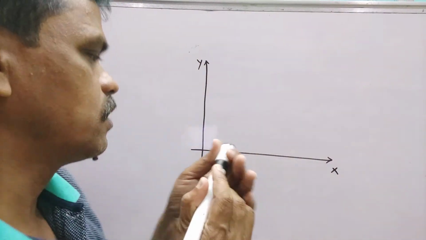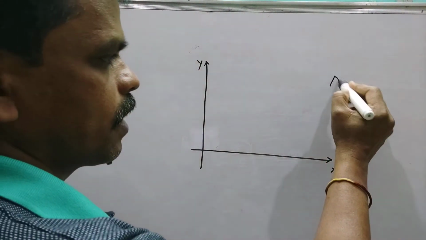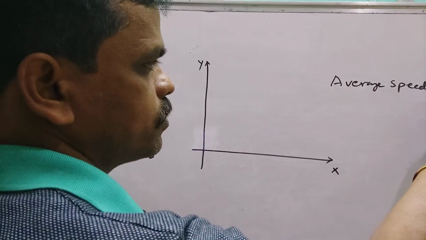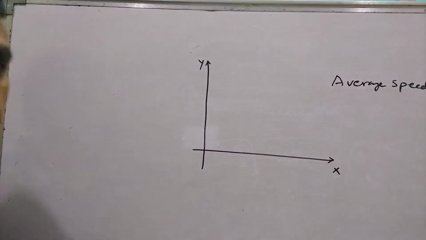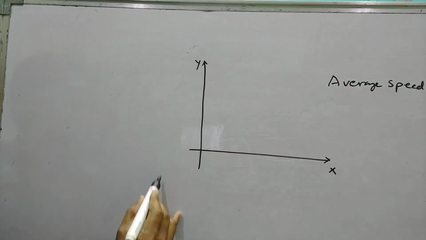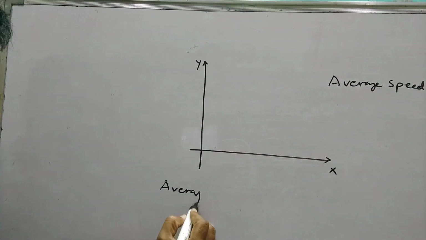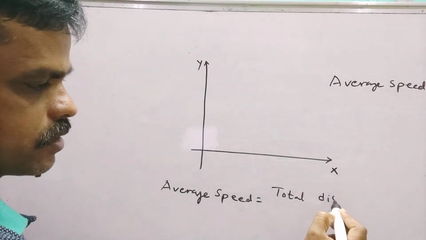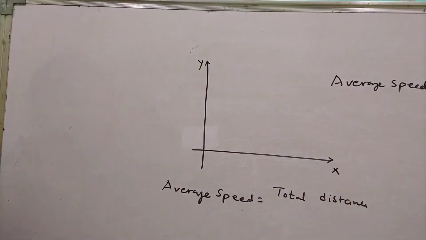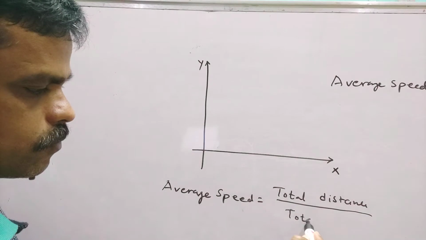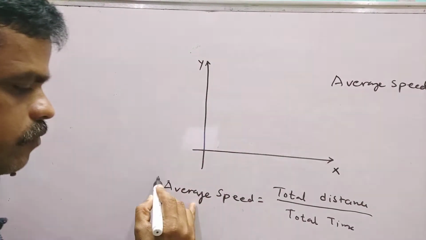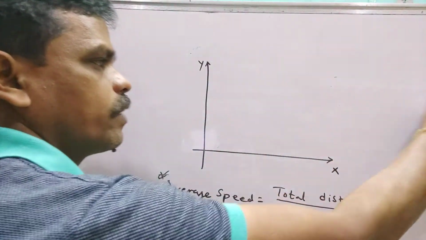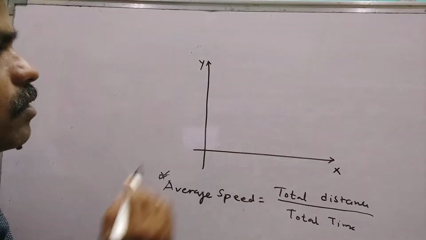Today I want to discuss here. Already we know average speed equal to total distance by total time. So here average speed equal to total distance by total time. Already we know this formula. So today I want to discuss how to calculate average speed in the graph.